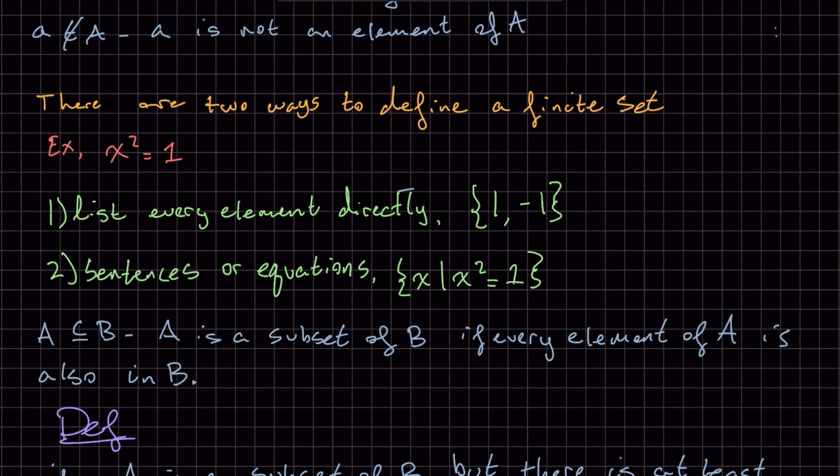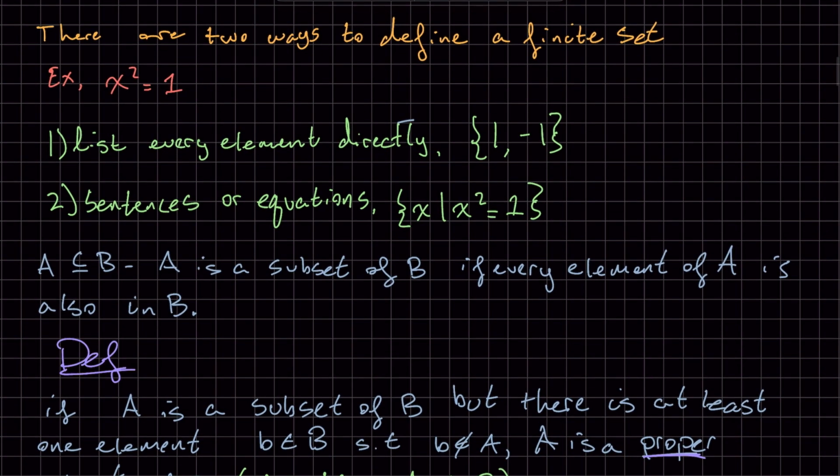The second way is sentences or equations. So in this case, the set of x such that x squared equals 1, right? That line through the middle there means such that. Some people use a colon. But that just means x such that x squared equals 1. It's every x that satisfies that equation. So 1 and negative 1.